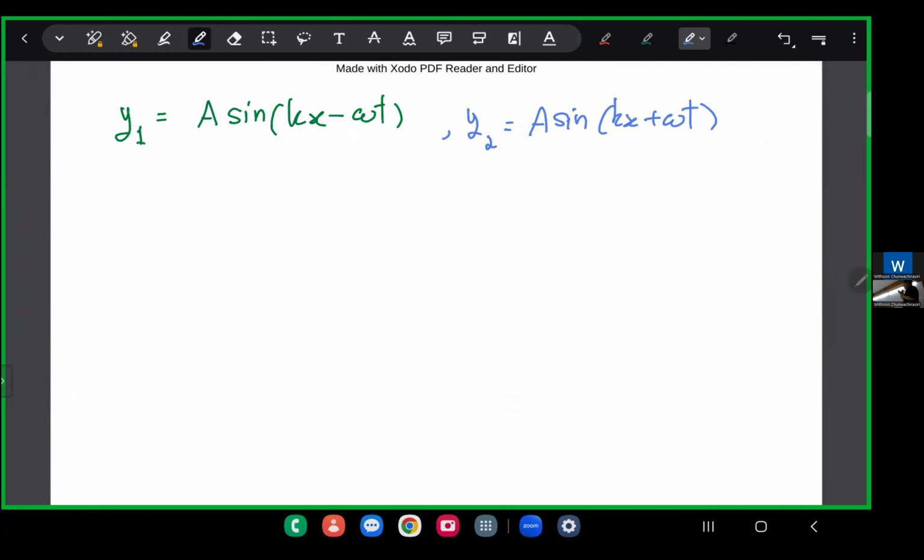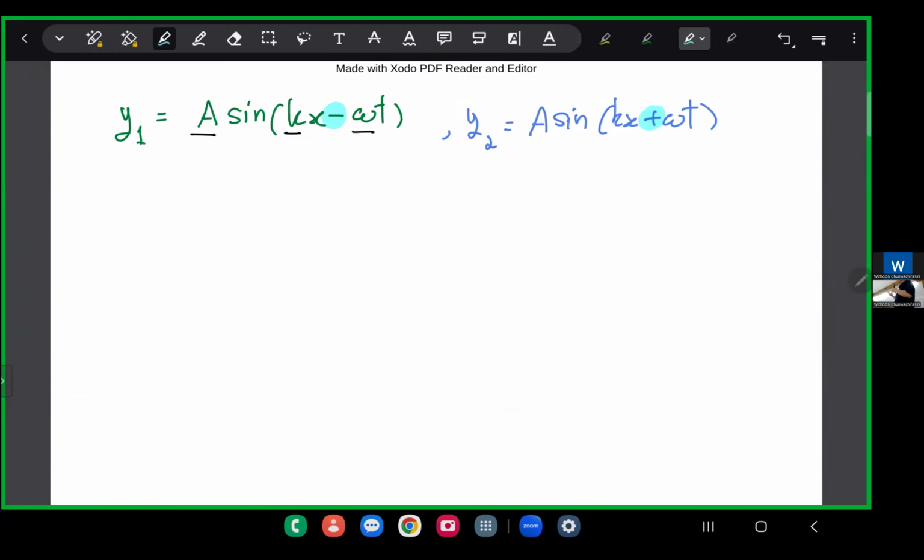First thing first, if you write down something like this, we know everything about this wave. We know the amplitude, the wavelength, the frequency, the speed, and we know the direction by looking at the sign. So what I have right now is two waves that look alike but travel in opposite directions. One is traveling in the positive x direction, that's y1, and y2 is traveling in the negative x direction. Nice.